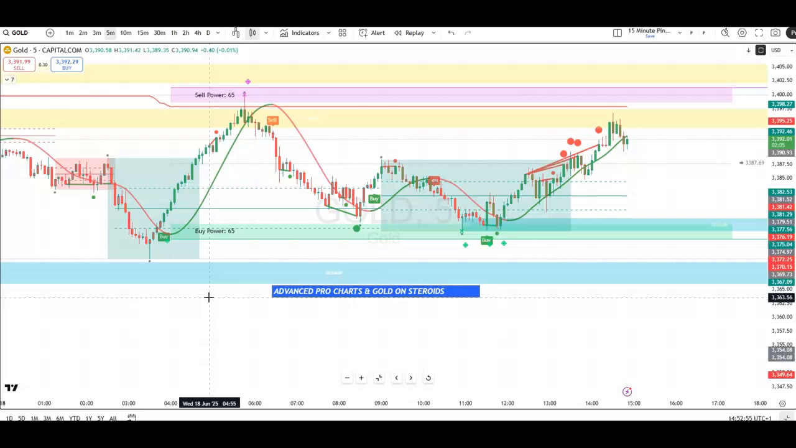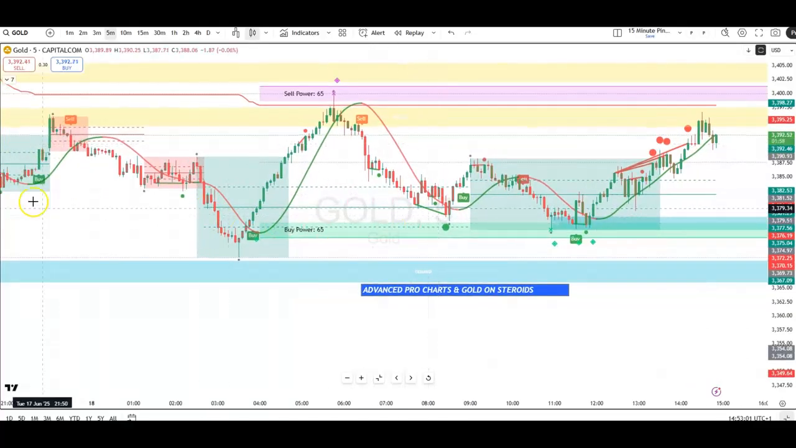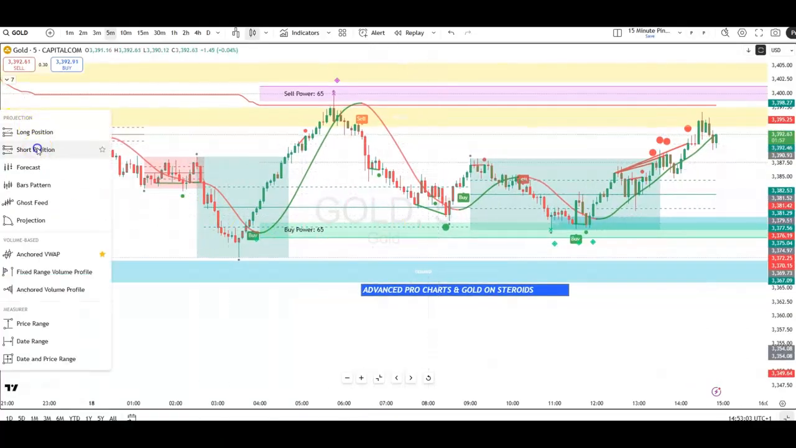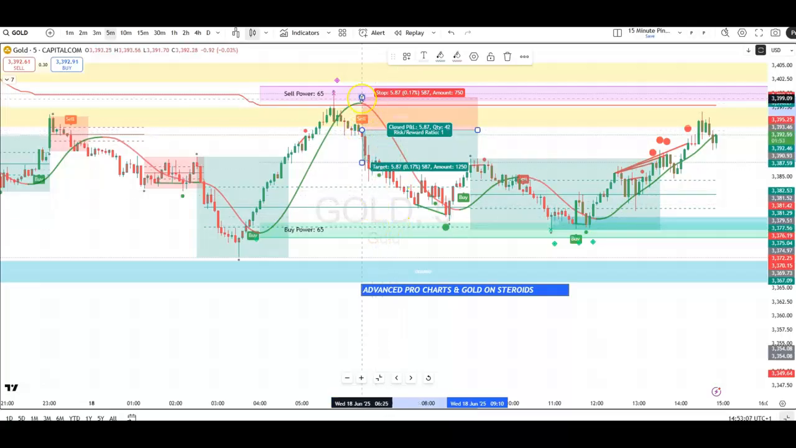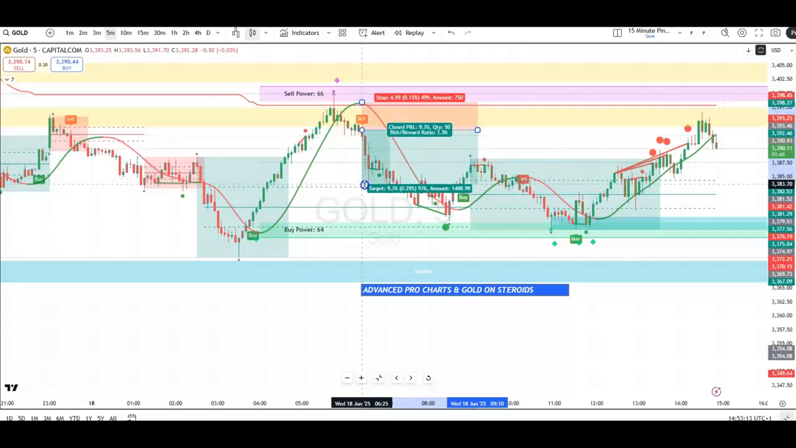Keep your trading simple and follow the rules, and you will do very well. So at this point here, once we get a sell signal, we are going to go short, and we're going to have a 50 pip stop. You're going to have a 100 pip target.